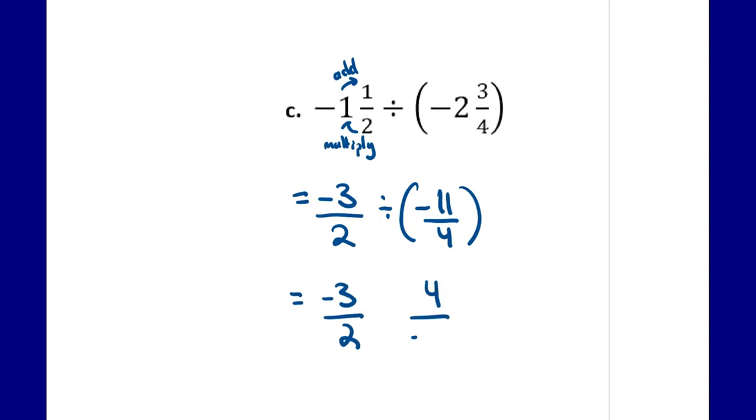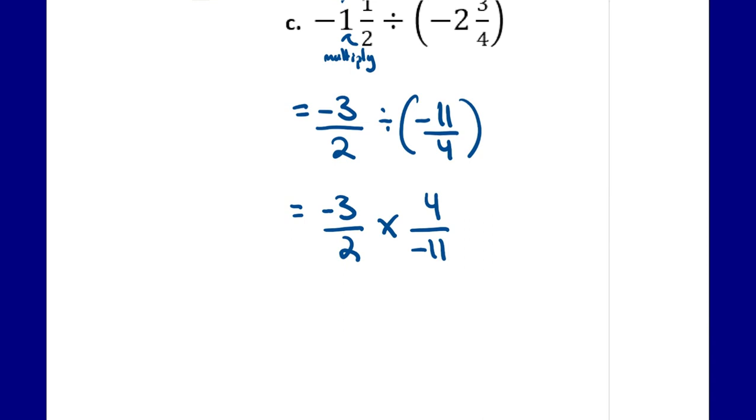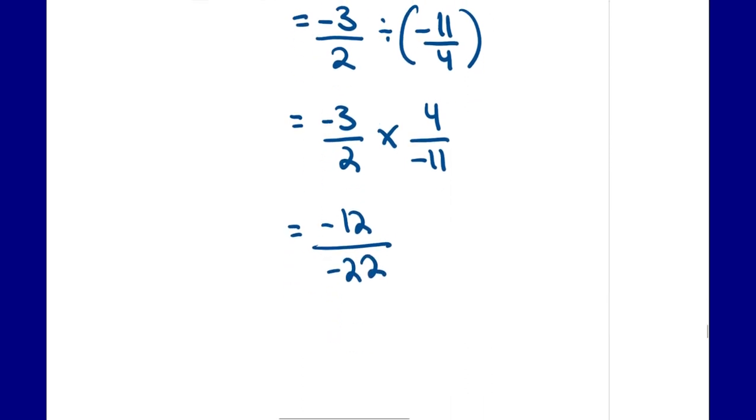It becomes 4 over negative 11, and instead of division, it is now multiplication. I multiply straight across. Negative 3 times 4 is negative 12. 2 times negative 11 is negative 22. I can simplify because both numbers will divide by 2. I get 6 over 11, or negative 6 over negative 11. A negative over a negative will also cancel out. So I can just write it as 6 over 11.